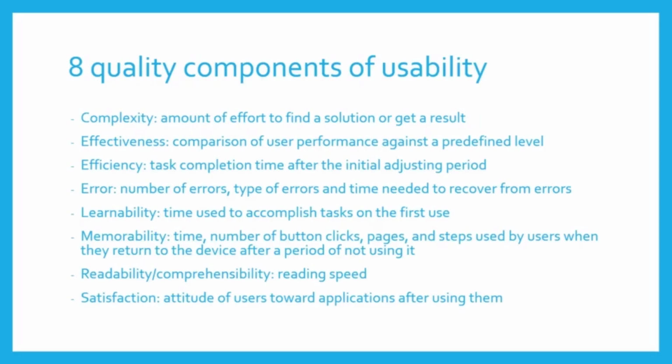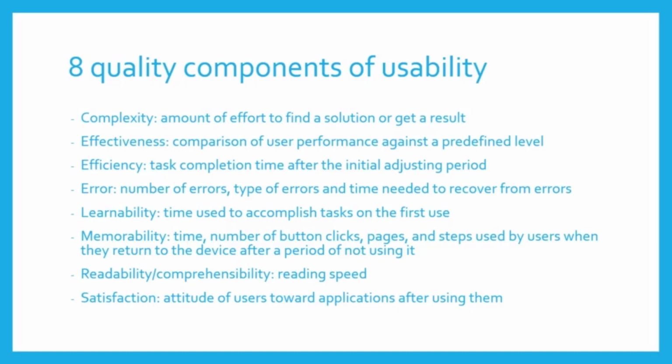So the 8 quality components of usability that I mentioned before are as following, and I'll be briefly overviewing what these factors are. So complexity is assessed by looking at the amount of effort to find a solution and get a result. Effectiveness assesses the effectiveness of the program by comparing the user performance against a predefined level. Efficiency is measured through the task completion time after the initial adjusting period, with lesser time meaning greater efficiency. Error is assessed by looking at the number of errors, type of errors, and time needed to recover from errors.